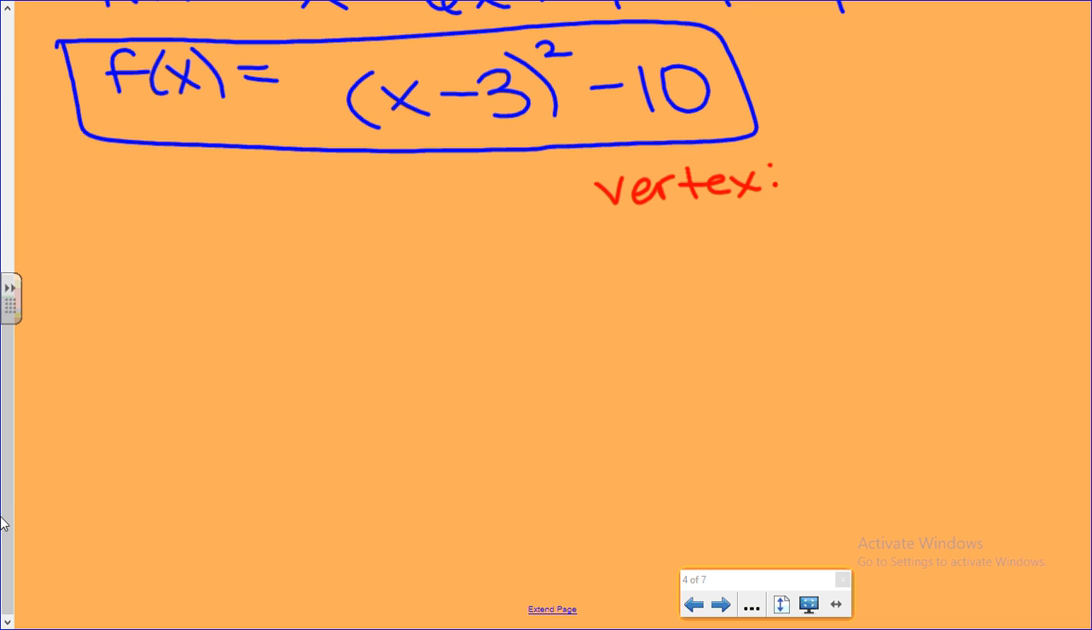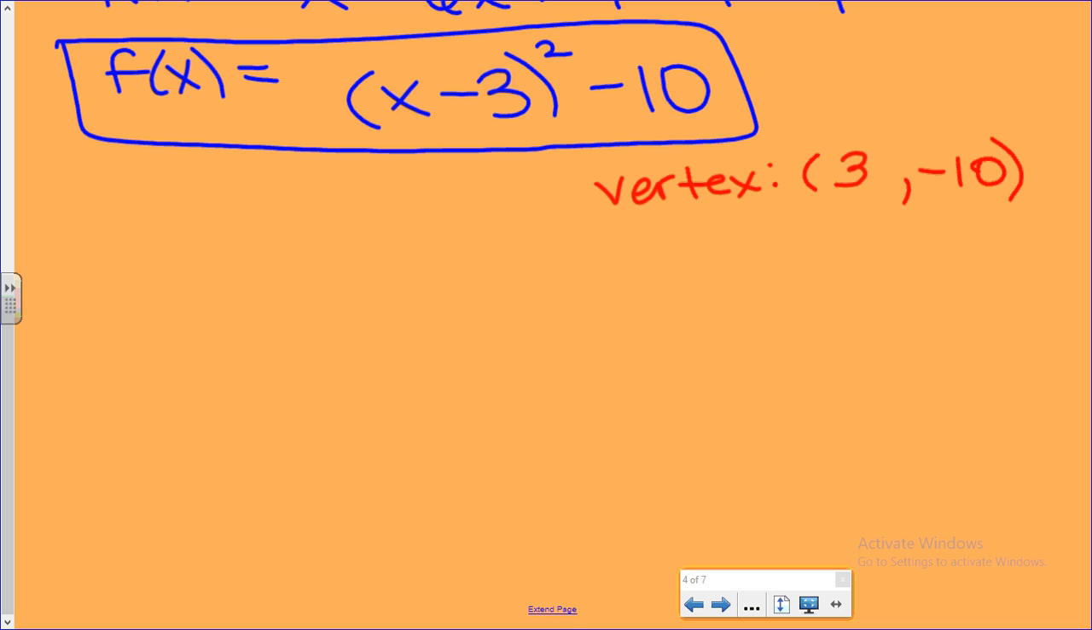Lindsay, where's our vertex? Negative 3, negative 10. Lindsay, I want you to look back at the standard form with the a and the h and the k. Inside the parentheses squared, what does it say? x minus h, right? And this says x minus 3. Oh, so I just do the positive. Okay, good. Since our standard form has x minus h, if it's subtraction, we keep it as a positive number. If it's addition, that's when we'll have a negative.